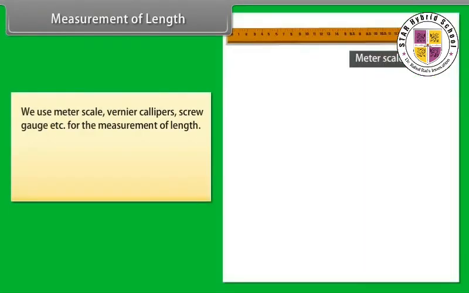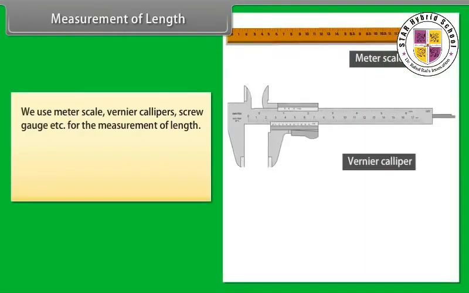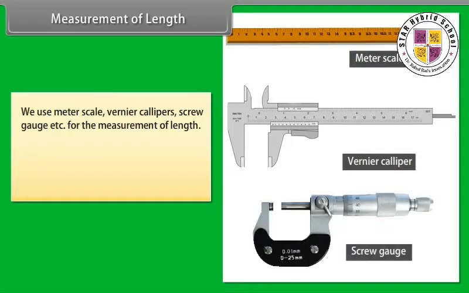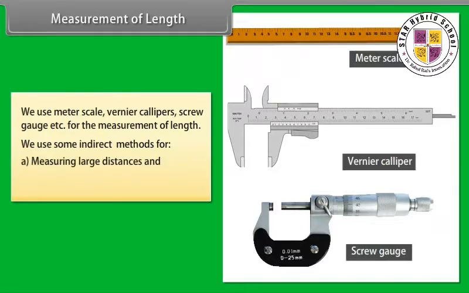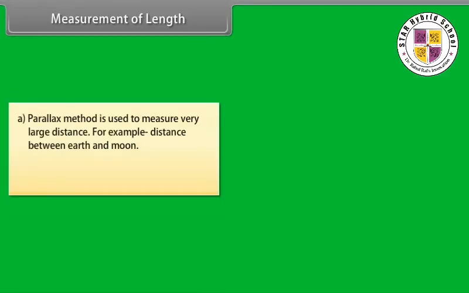Measurement of length. As you know, we use meter scale, vernier calipers, screw gauge, etc. for the measurement of length. We use some indirect methods for A. measuring large distances and B. measuring very small distances. A. Parallax method is used to measure very large distances, for example, distance between Earth and Moon.